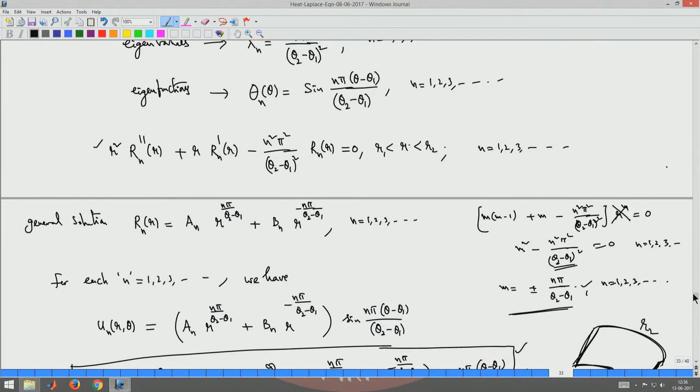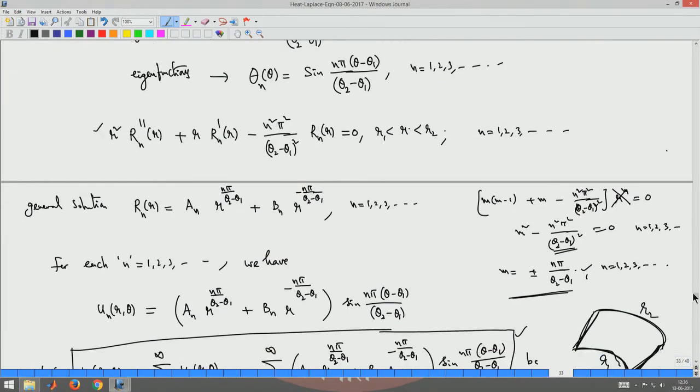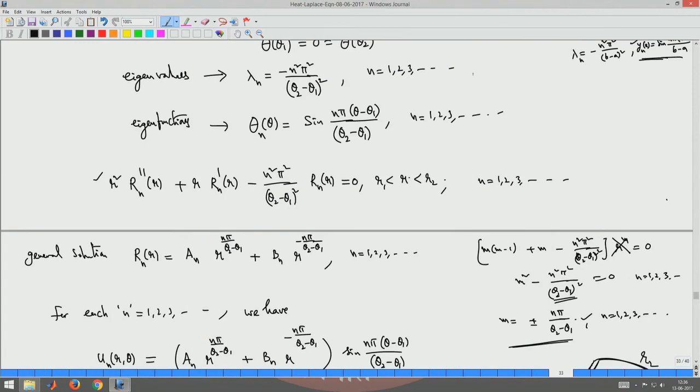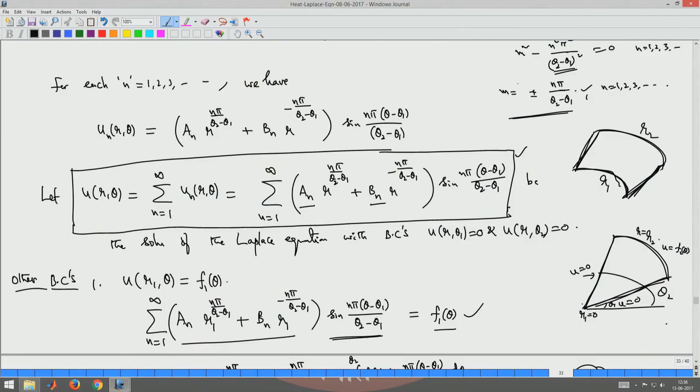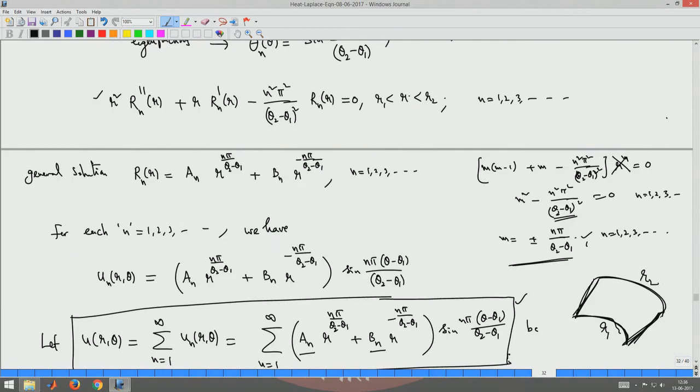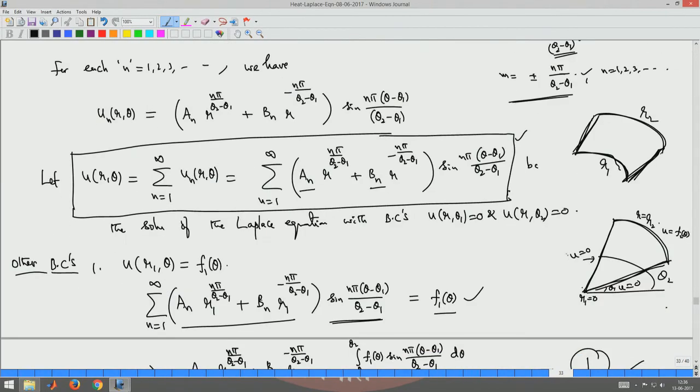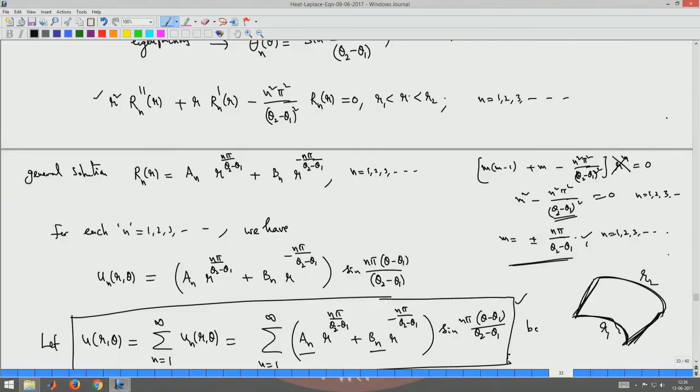Then the solution is what? The eigenfunctions are all the same, there is no change here, because the ordinary differential equation for theta is the same. If you apply these two boundary conditions, you get the same Sturm Liouville problem, and you get the same eigenvalues and eigenfunctions.